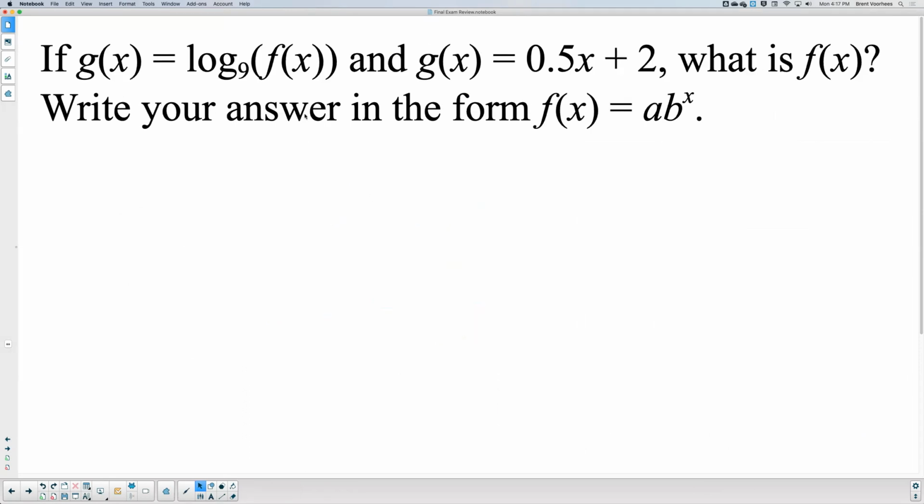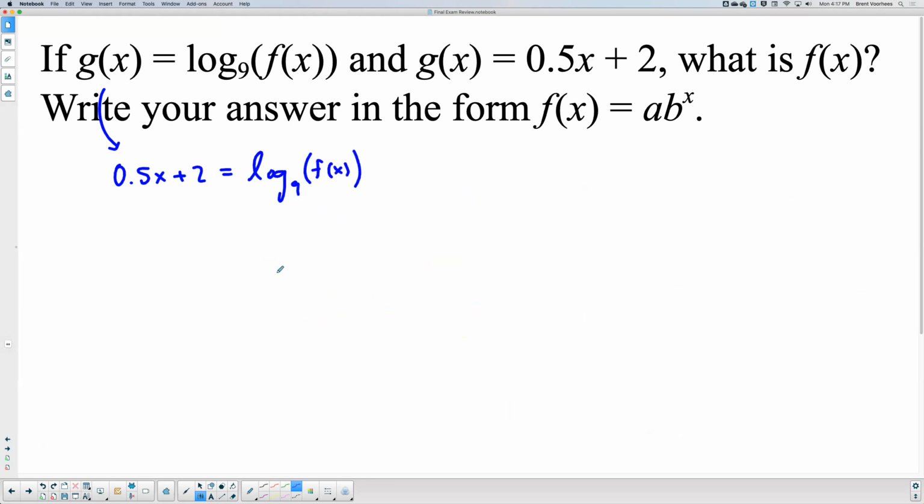Now let's look at some other things. What if g of x was equal to log 9 of f of x? And g of x equals this. What is f of x? Could we solve? Well, yes, we could. So what I'm going to do here is substitute in what I know about g of x. G of x here is 0.5x plus 2. And that's going to equal log 9 of f of x.